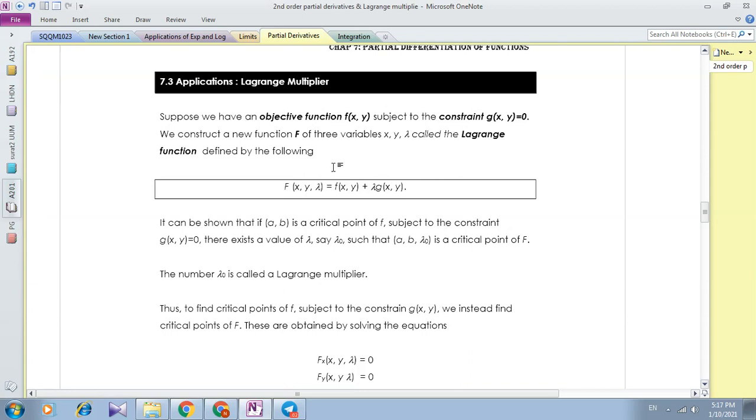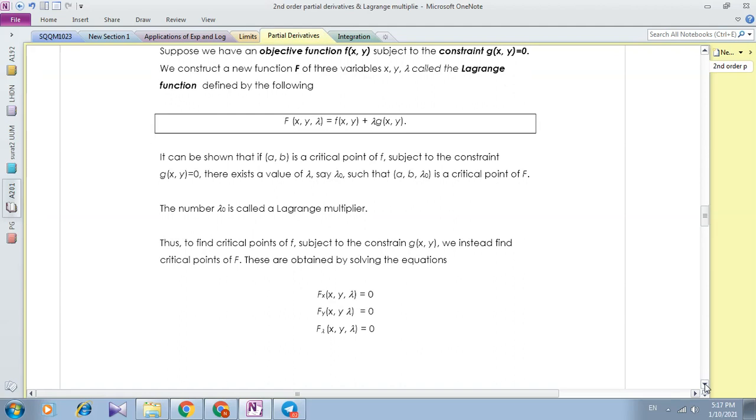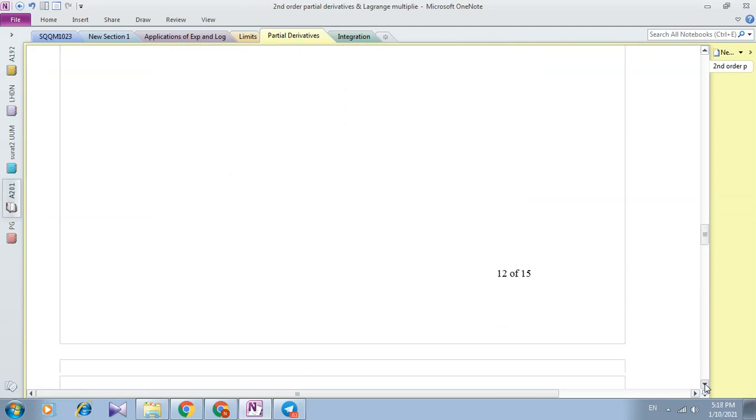The whole thing on the right side, we call it the Lagrange function. We have the formula here, f of x comma y plus lambda g of x comma y. The number lambda naught is called a Lagrange multiplier. This is too rigorous. Let's look at the example.